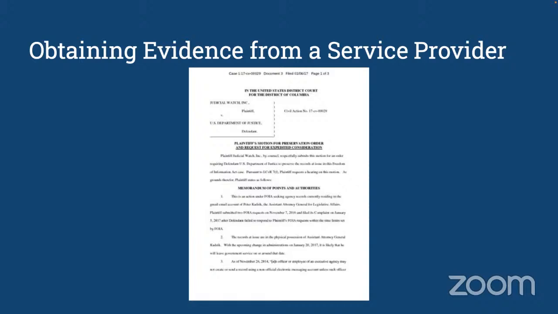And number 2, period of retention. Records referred to in paragraph 1 shall be retained for a period of 90 days, which shall be extended for an additional 90-day period upon a renewed request by the governmental entity. Service providers could contact the suspect to let them know they're being investigated, but investigators are more likely to ask a judge to request that the service provider not inform the suspect in the subpoena.